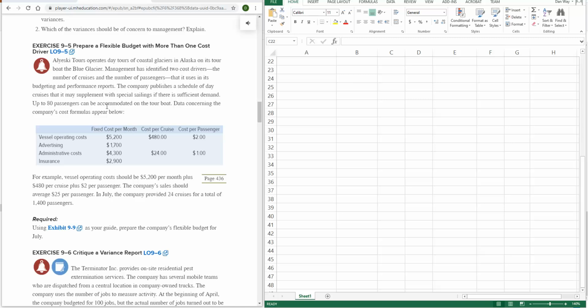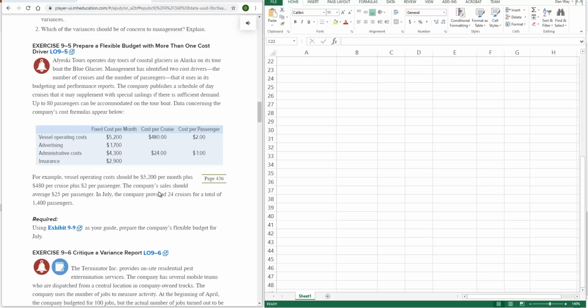So up to 80 passengers can be accommodated on the boat. And here's some information about all our cost formulas. We also know that, for example, the vessel operating cost should be this $5,200 per month in fixed costs, plus $480 per cruise. So that could be port fees and all types of things that don't depend on the volume of passengers, plus $2 per passenger. So that could be food cost and things, again, that might vary with volume of passengers.